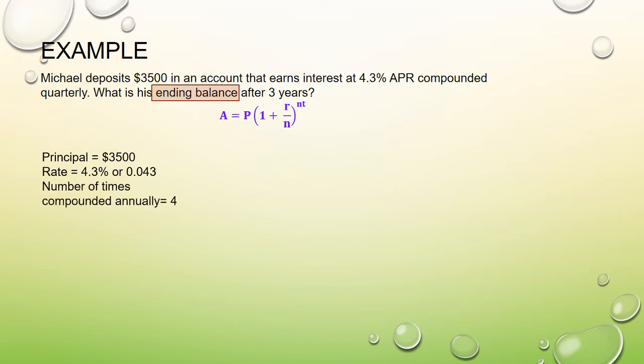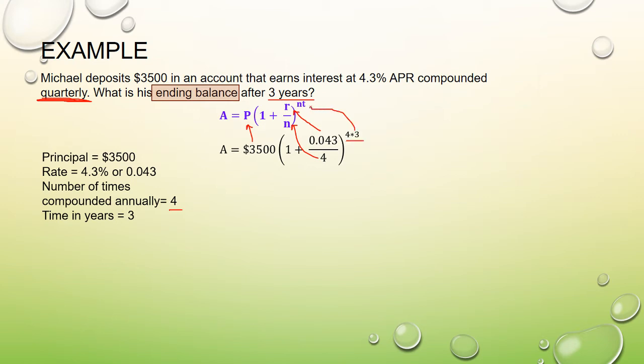N is the number of times compounded annually. Because it is compounded quarterly, you know there are 4 quarters to 1 year, and that's how I got 4 right here. T is the time in years. It mentions 3 years, so 3 is going to be T. So what we need to do is plug everything into the proper slot. We get 3,500 for P right there, R, 4, and then 4 times 3 for the exponent.